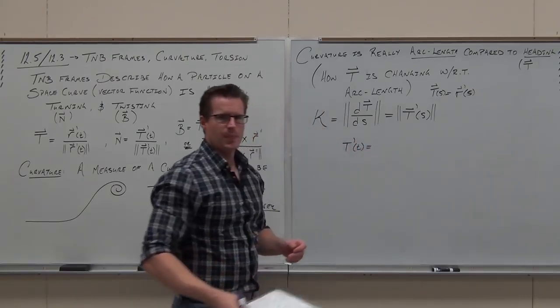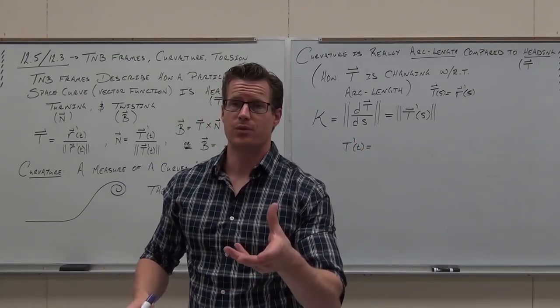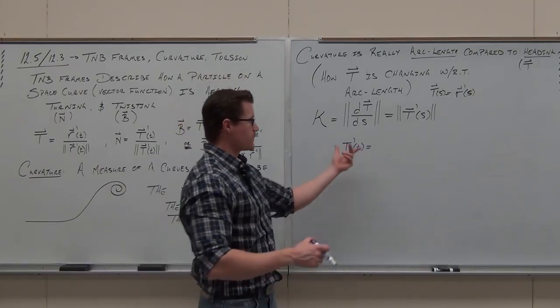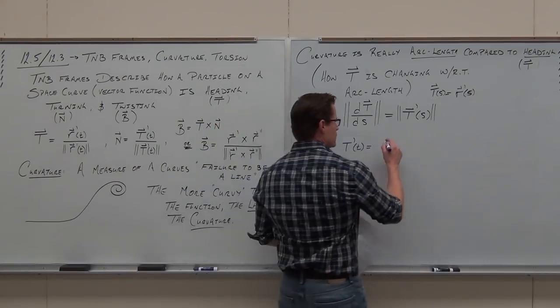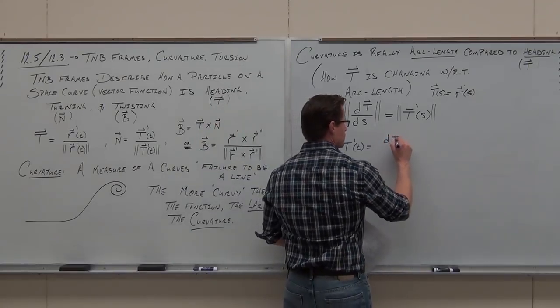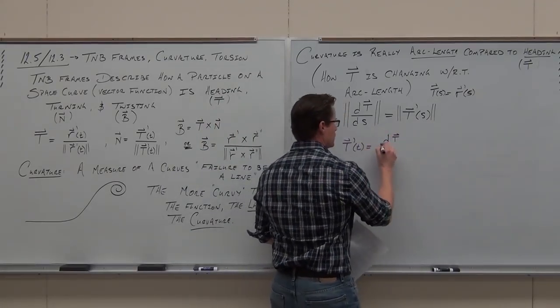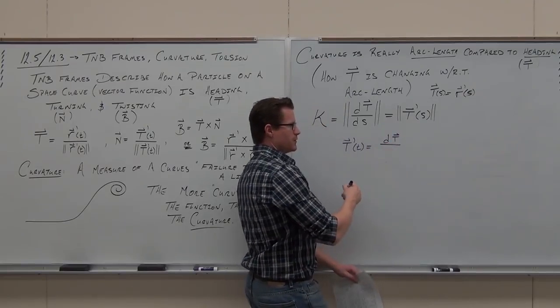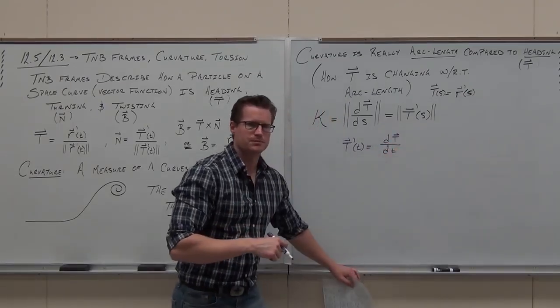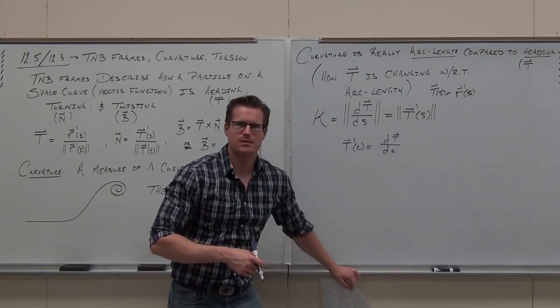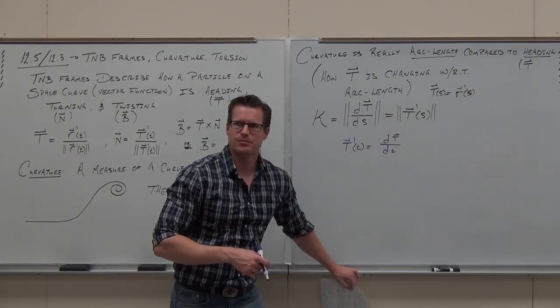Just some basics. Let's say that we haven't reparameterized in terms of arc length. Still got a little letter t there. Well, what this is, is the derivative of the unit tangent with respect to t, our original parameter. Pretty basic. With me on this one?